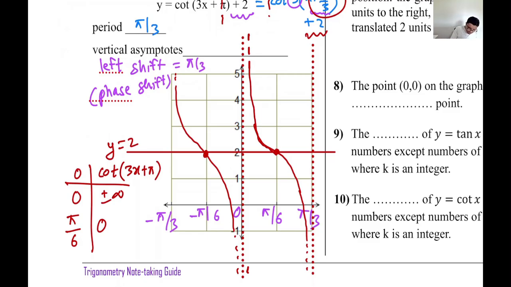The line, okay, let me change its color so you can see it. The midline being y equals 2. Okay, there's one last thing I will say here. How do I know that it is plus infinity here and minus infinity here?